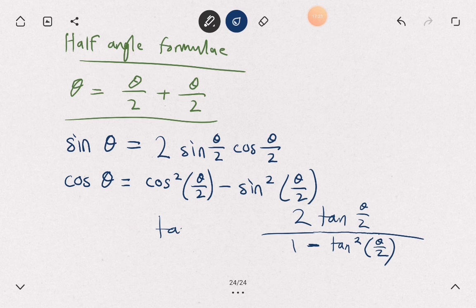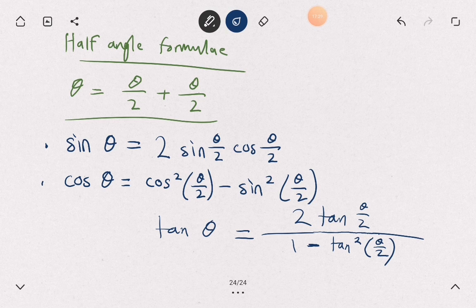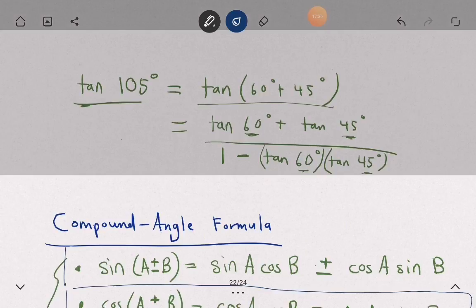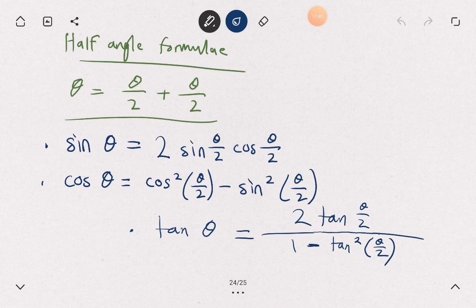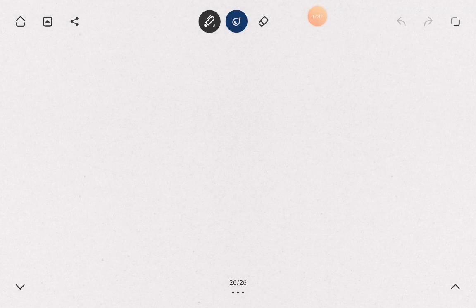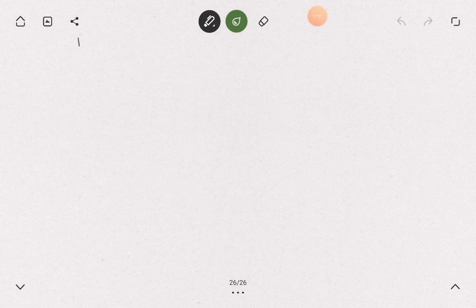This is tangent of theta. So 1, 2 and 3. These are the half angle formulae. That's all. It is just you use the same thing again. You use the compound angle formula and you break up theta into an addition. That's all.